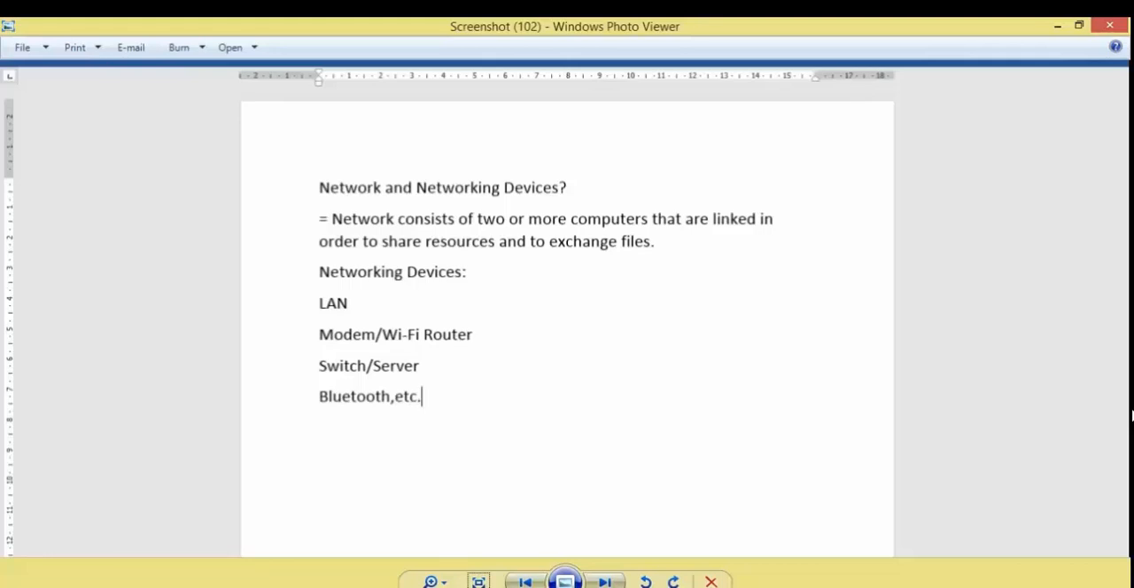Second is modem or Wi-Fi router. Third is switch or server. And the last is Bluetooth. But in this session, I am going to teach you about Wi-Fi routers.